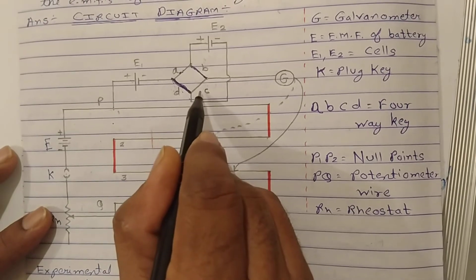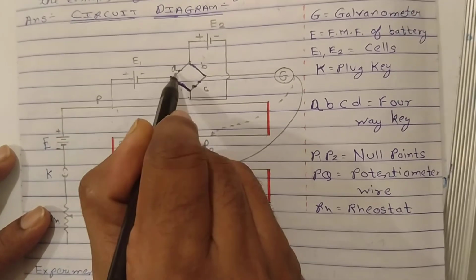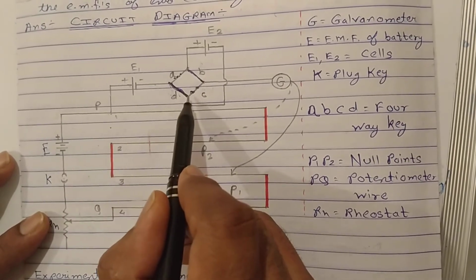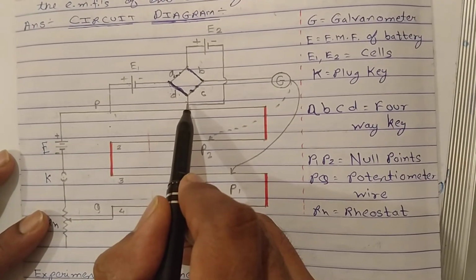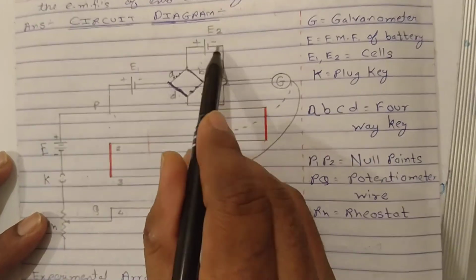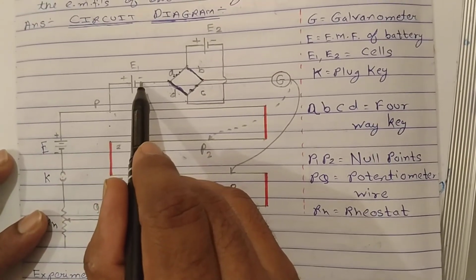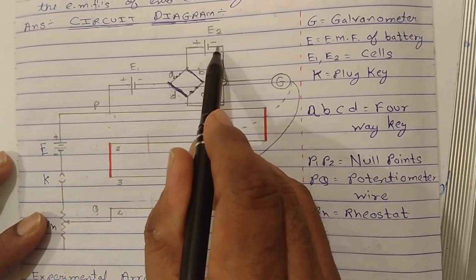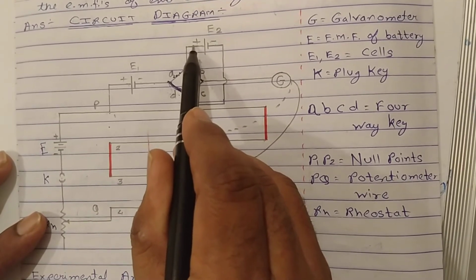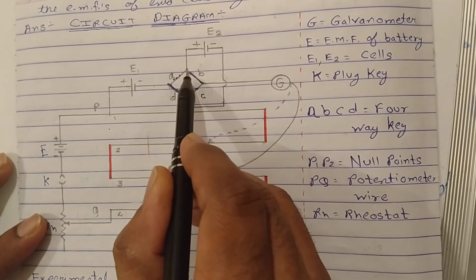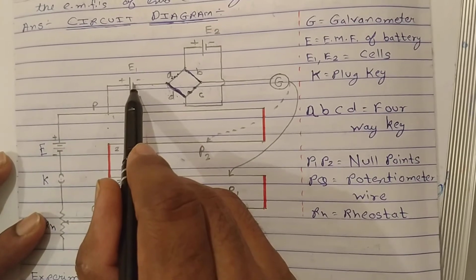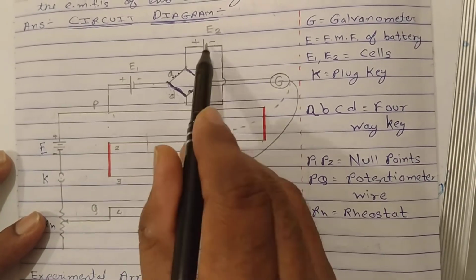This is open, totally open. Now this blue part represents the connection from here to here. It means negative terminal of E1 is connected via D to negative terminal of E2, and the positive terminal of E2 is connected via B towards the galvanometer. Means negative terminal of E1 is connected to negative terminal of E2. This combination I will show here.